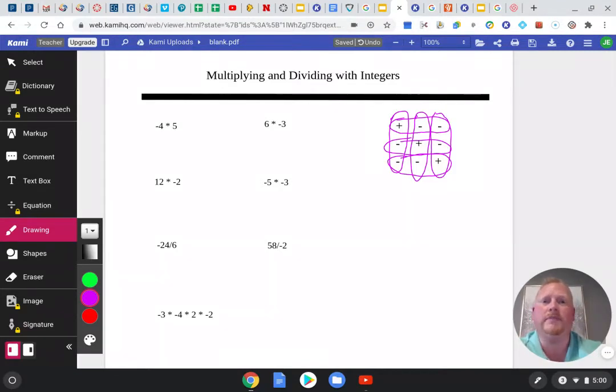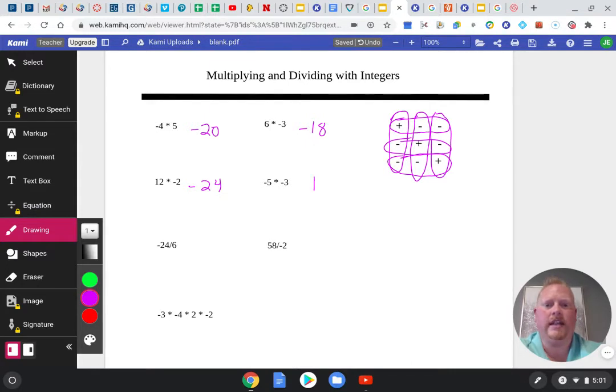Negative 4 times 5. Well, 4 times 5 is 20. But a negative times a positive gives us a negative 20. And you can do that for all these problems. 6 times 3 is 18. And a positive times a negative is negative. 12 times negative 2 is 24. And because it's a positive times a negative, it's negative 24.